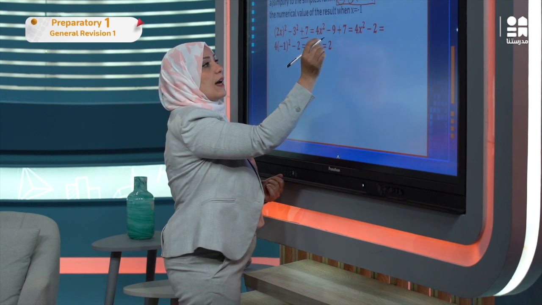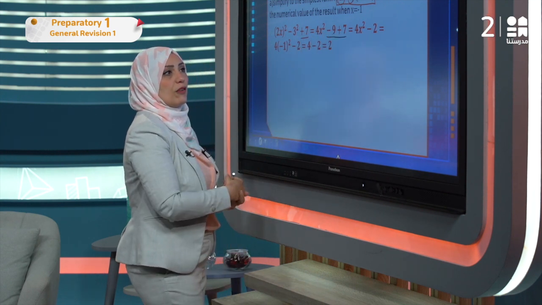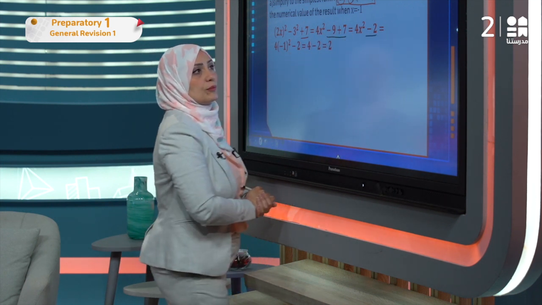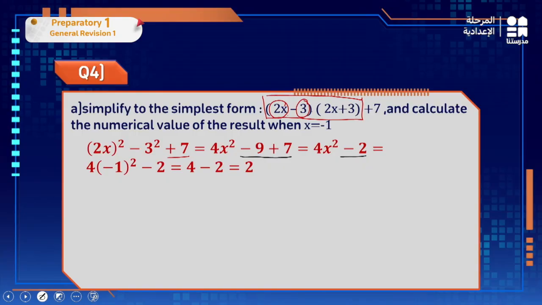So here we have -9 plus 7. We are going to simplify it. -9 plus 7 will give us -2. So here 4x squared minus 2. Now let's replace x with -1. This is the second part of the question. Find the result when x equals -1. Instead of x, we are going to put -1.